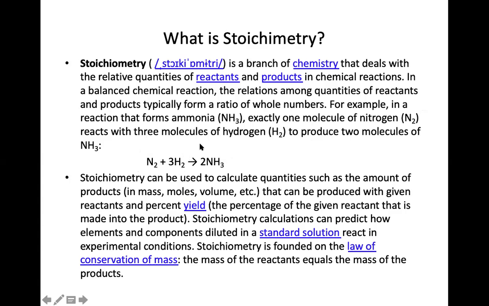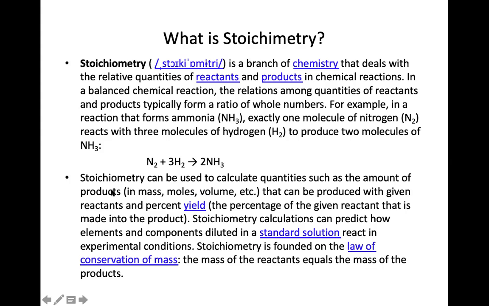But if it is not a balanced reaction, in that case, some of the substrates, reactants remain unused. For example, if nitrogen is too much, not two, for example, here two, then one molecule of nitrogen will remain unreacted because it would not get the hydrogen for making the ammonia. So stoichiometry gives you this type of quantitative estimation and calculation.